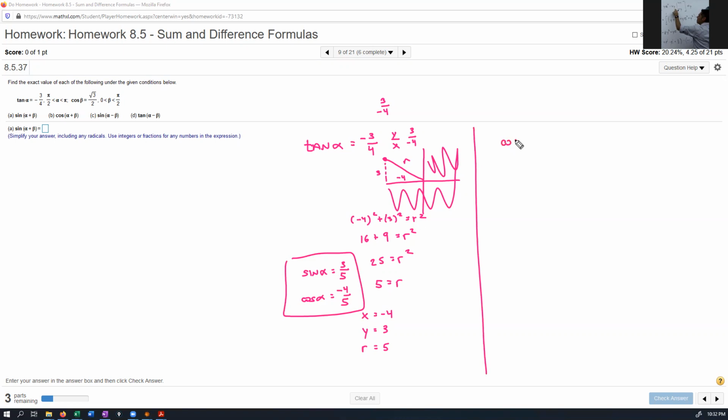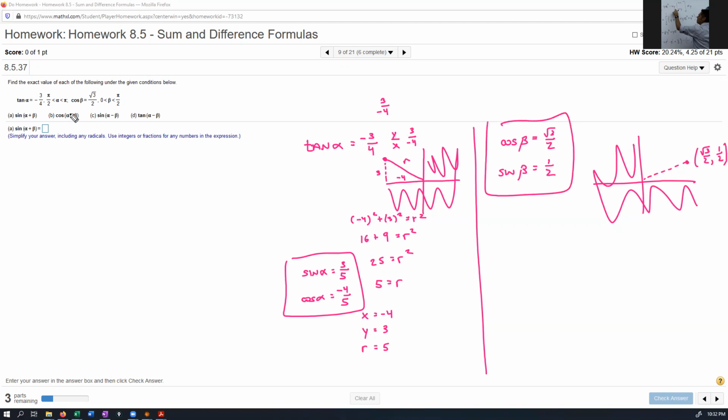So here, I'm told cosine of beta is root 3 over 2, and beta is between 0 and pi over 2. So we're in the first quadrant. And this one is actually a common angle. Cosine is the x coordinate, so I know I'm at 30 degrees, right? Because this is root 3 over 2, 1/2. So I already know that sine of beta should just be the y coordinate there, which is 1/2. Now you could do it with a triangle, but I'm not going to because it's an easy angle, because we know this. So you have everything you need. Now you can just start plugging into these formulas and you're off to the races.